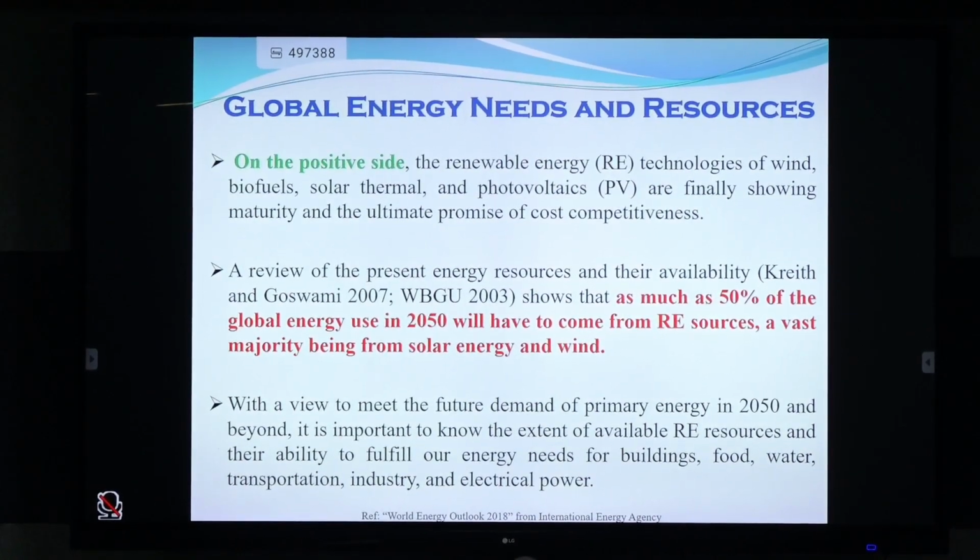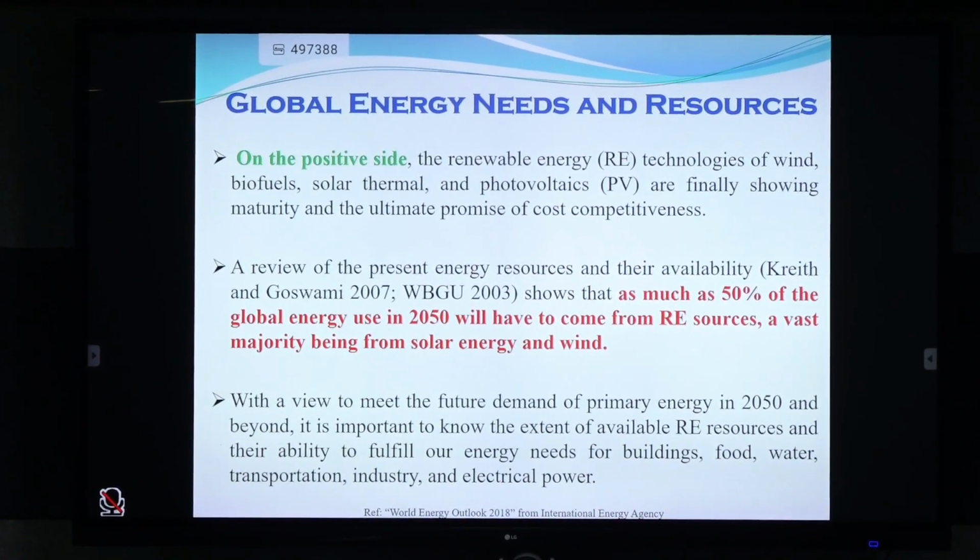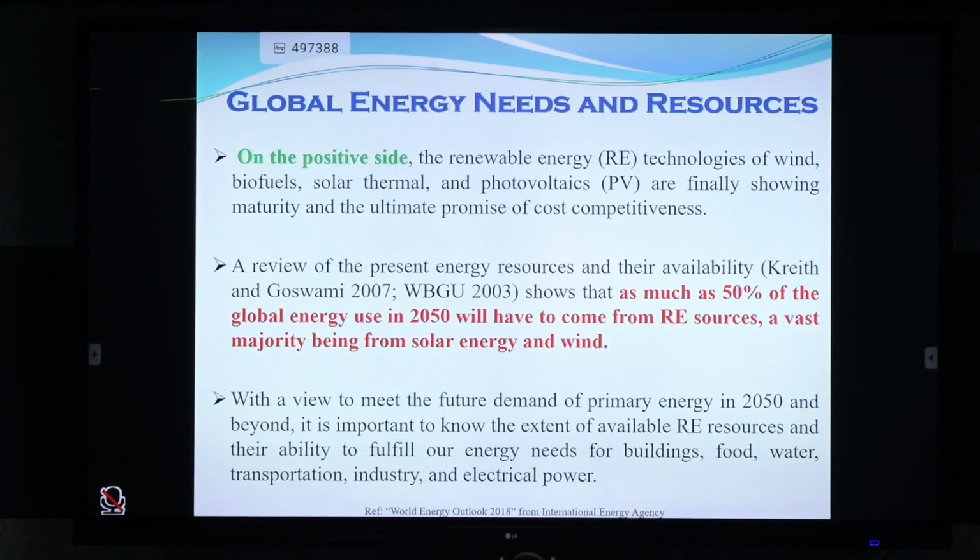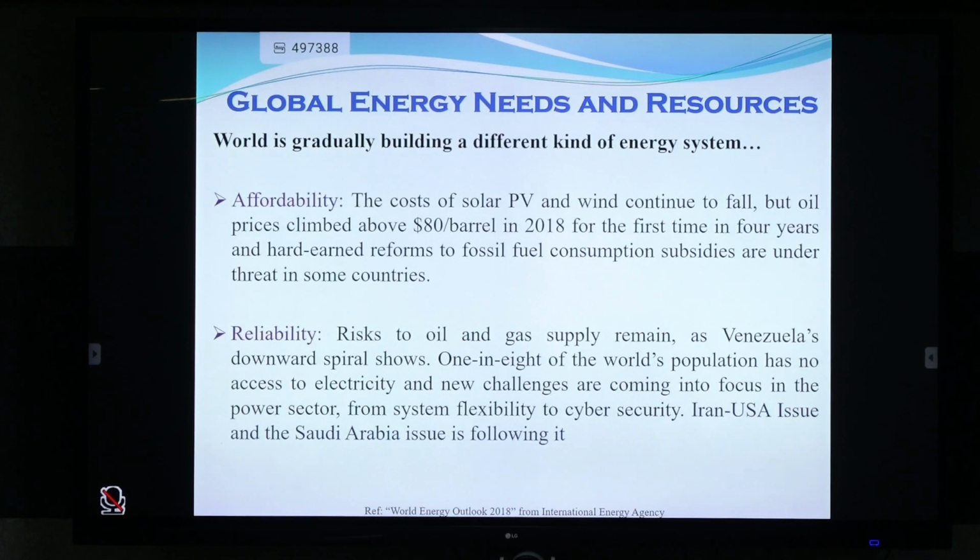With a view to meeting the future energy demand by 2050 and beyond, it is important to know the extent of the available renewable energy sources, and we should have the ability to fulfill our energy needs for buildings, food, water, transportation, industry, and electric power. So how do we assess an energy source? We have three pillars, so to say: affordability, reliability, and sustainability. Some sources may be affordable but not sustainable, or may be affordable and sustainable but not reliable.